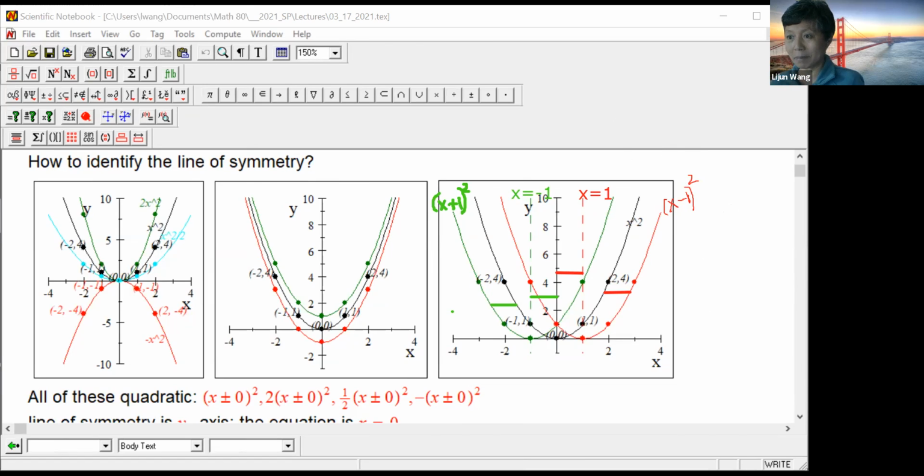Could I clean this up? Did you write it down? You see this, if you shift to the left, the line of symmetry, if you have +2, is going to be x equals -2. If you have x -5, this is going to be x equals 5. Got it? Everybody? All right.